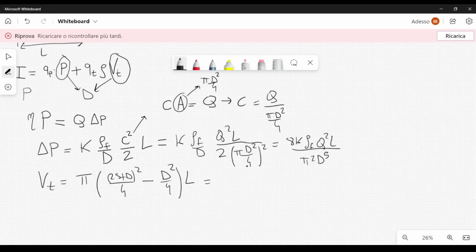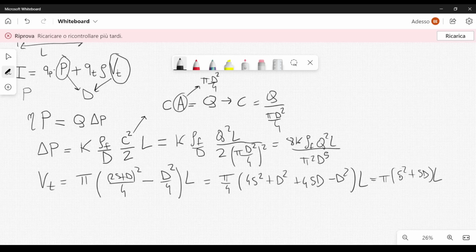So we can rewrite this as pi over 4, 4s squared plus d squared plus 4sd minus d squared times L. And this is equal to pi times (s squared plus sd) times L.